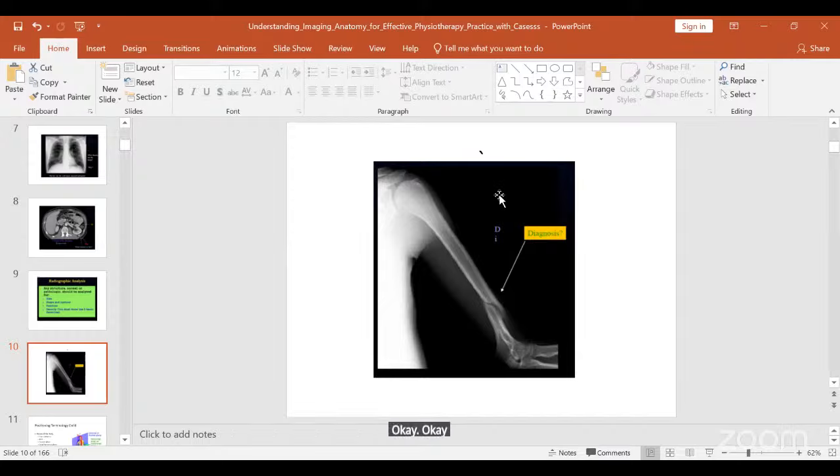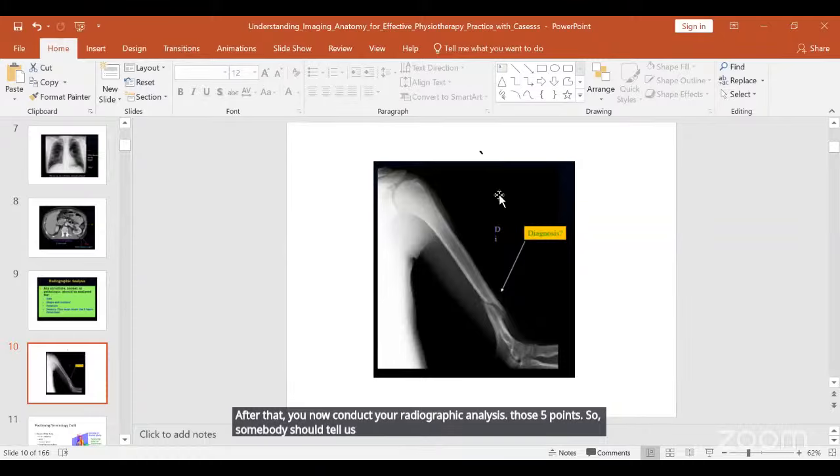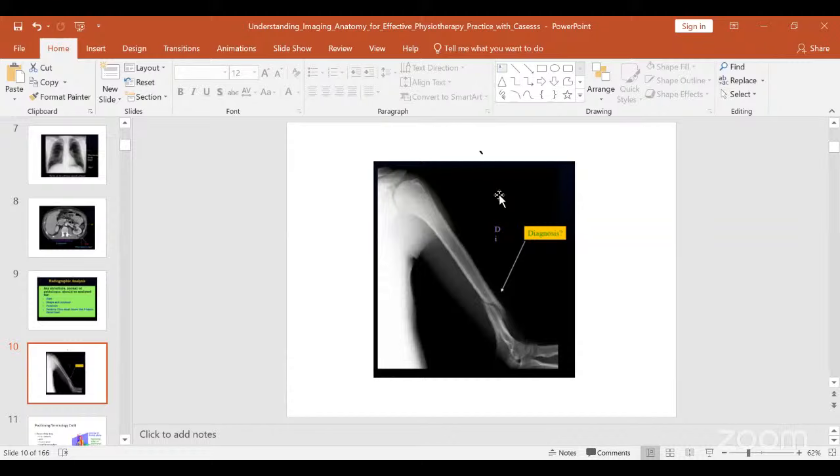After that, you now conduct your radiographic analysis, those five points. So somebody should tell us what can we see here? This is a common thing you see in your clinics. Would I say undisplaced fracture? Transverse fracture of the. I think I'm seeing a spiral fracture.